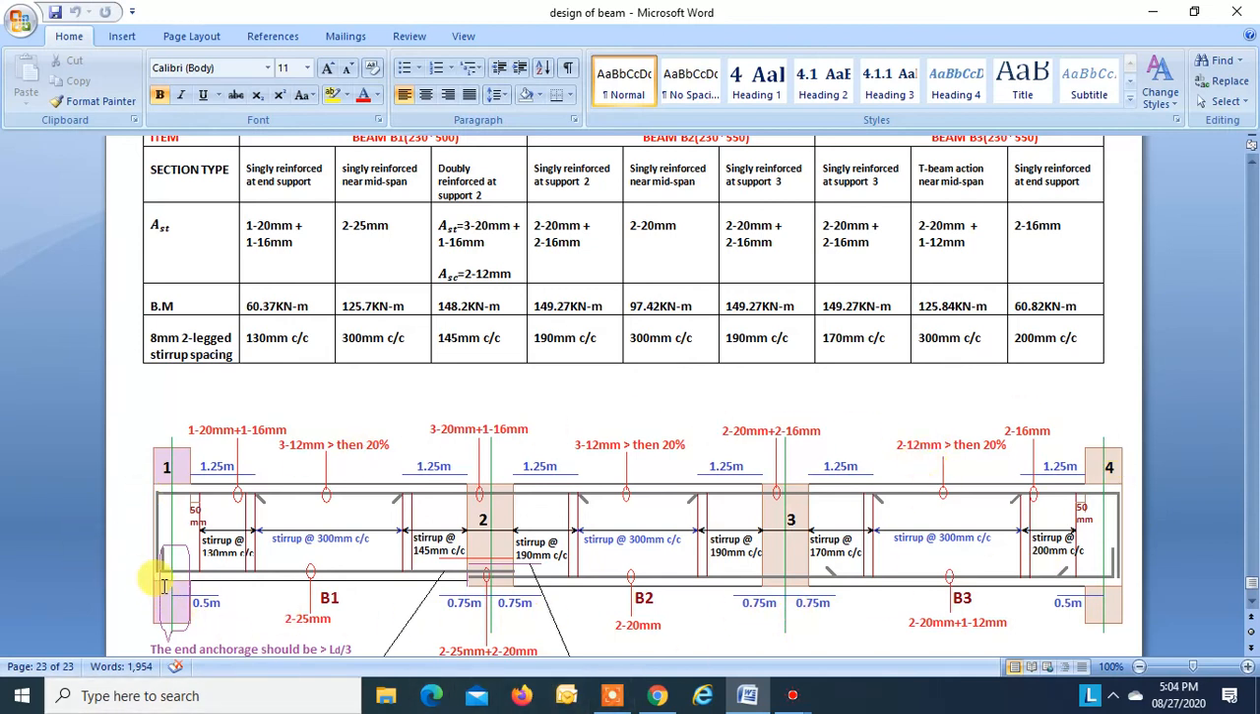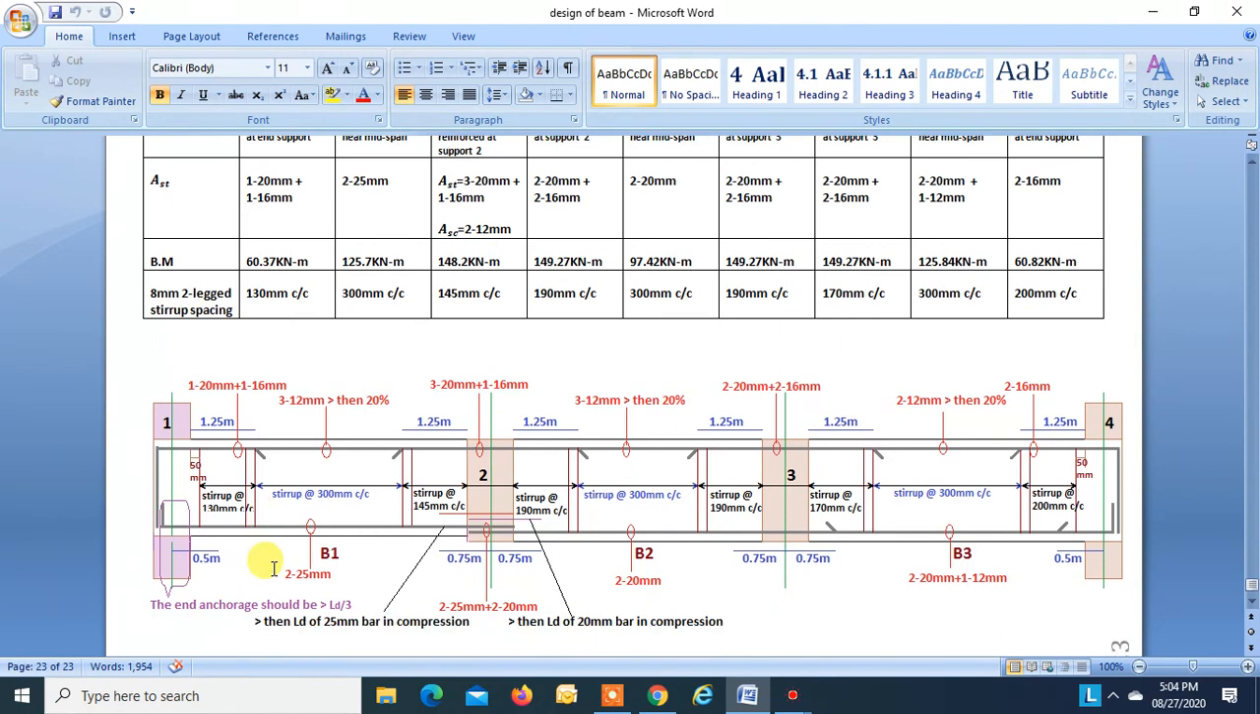Now regarding stirrups, over here up to this distance you have to provide stirrups at 130 mm center to center. Over here 100 mm center to center. Over here 145 mm center to center. Over here 190 mm center to center. 300, 180, 170, 300, and 200.